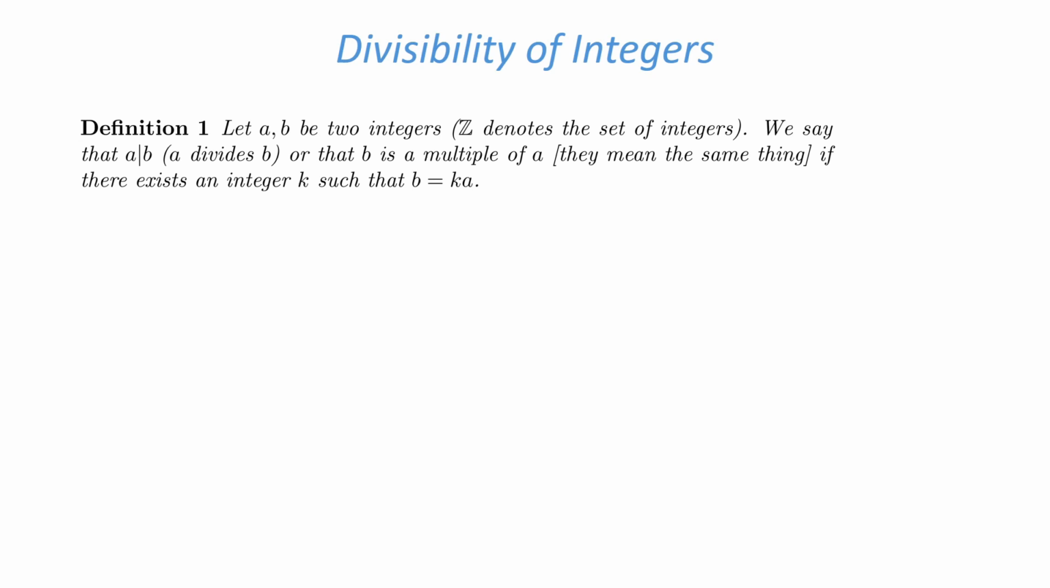So the definition is, let A and B be two integers, and this font Z will denote the set of all integers. And we say that A divides B, or that B is a multiple of A, if there exists an integer k such that B is equal to k times A. For example, we say that 4 divides 84, 17 divides 714, but 13 does not divide 300.